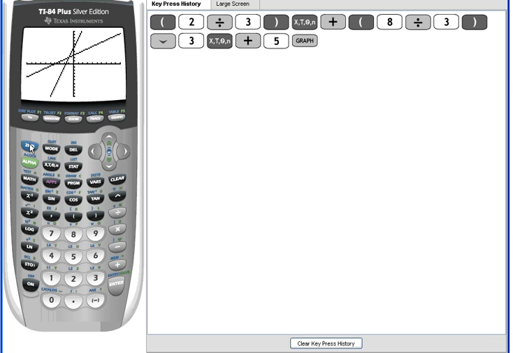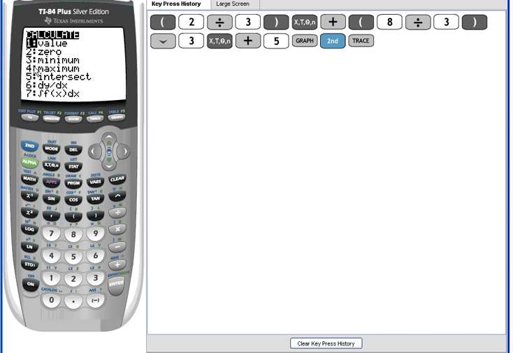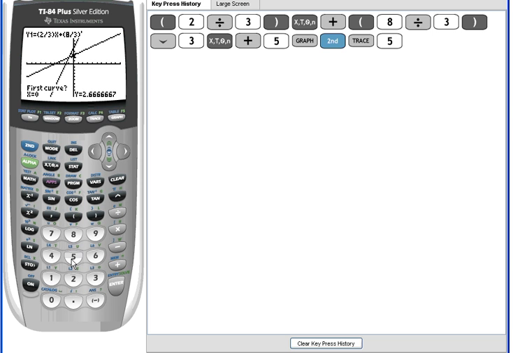So I'm going to press second trace to go to the menu Calc, or calculate. So I want to calculate the intersection. I'm going to press 5 here for intersection. Now, the calculator asks us, is this the first curve? Yes, you press enter. Is this the second curve? Yes. Press enter. It jumps there automatically for you. And then guess. One last time we press enter. And there's our answer. The intersection was the point -1, 2.